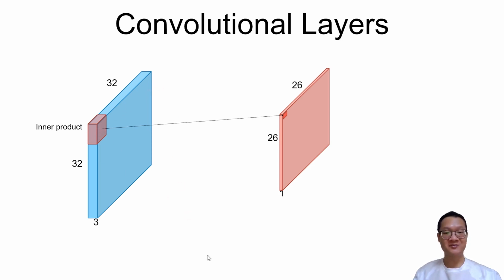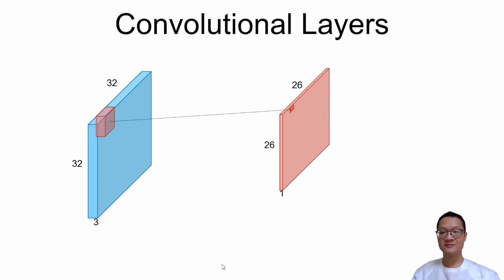So after we do the inner product, we can also apply some activation function to get our result over here. Okay, so we slide along. So now we slide along the same filter to do the inner product, and then we get the next value here. And we keep going.